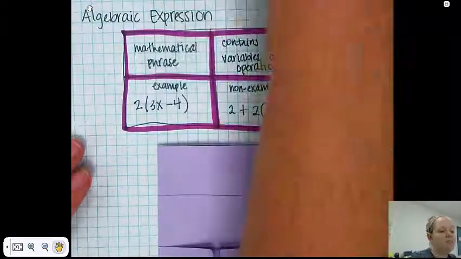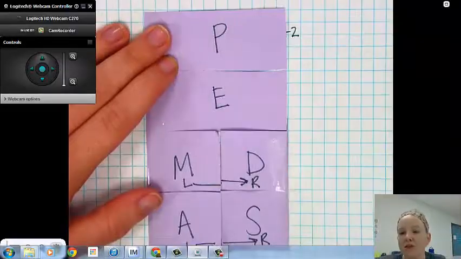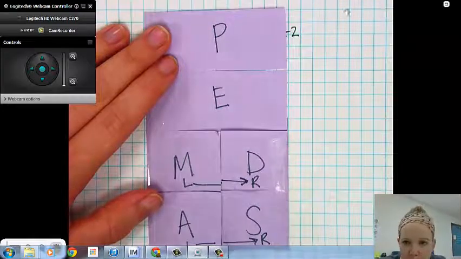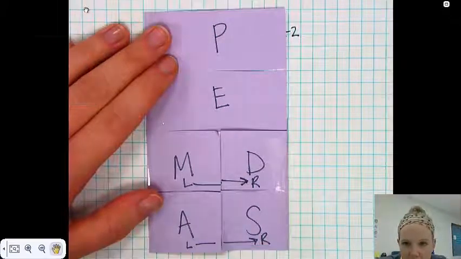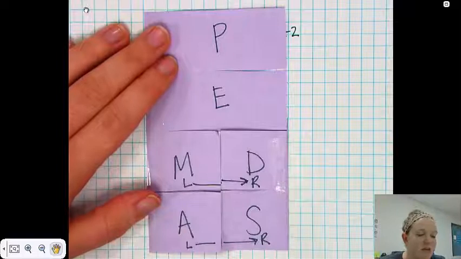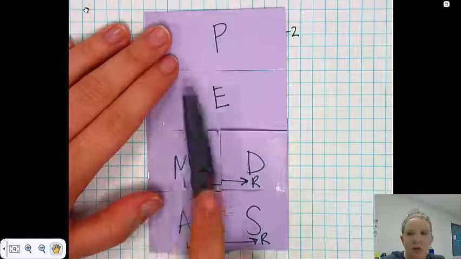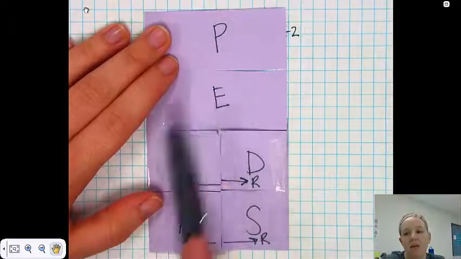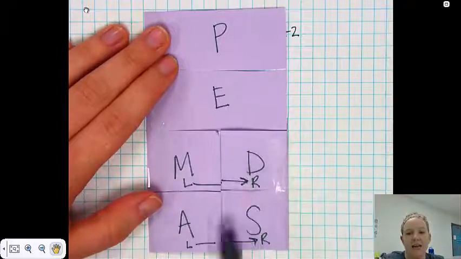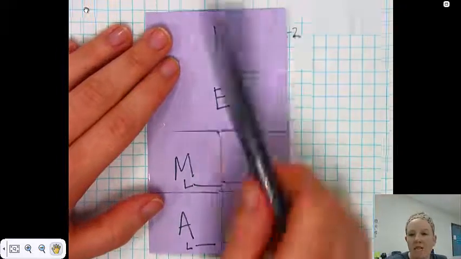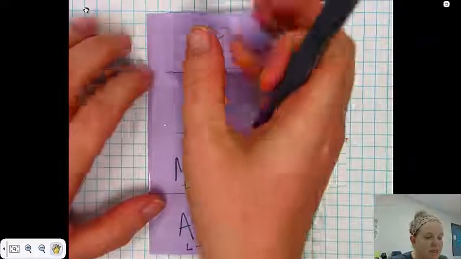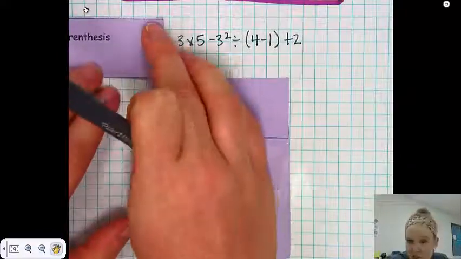So on the front, you should already have your foldable. On the front of your foldable, you are going to write the mnemonic device that we use to remember order of operations, which is PEMDAS. P-E-M-D-A-S. Okay? If you open up your foldable, it tells you on the back side what each letter stands for.